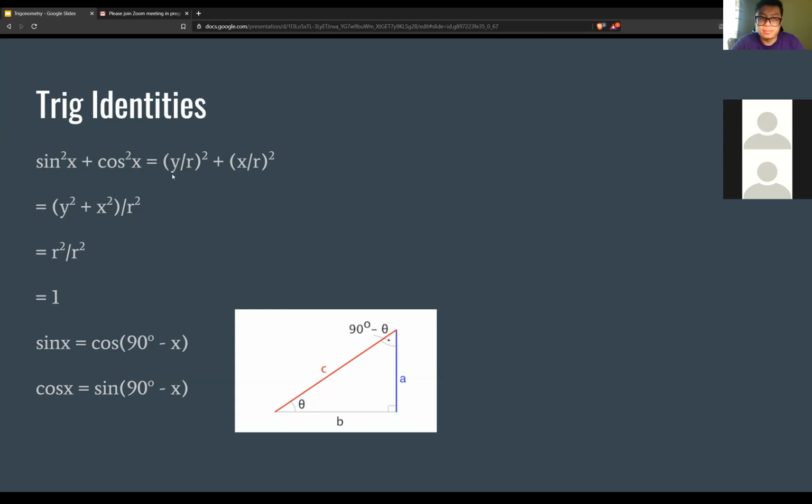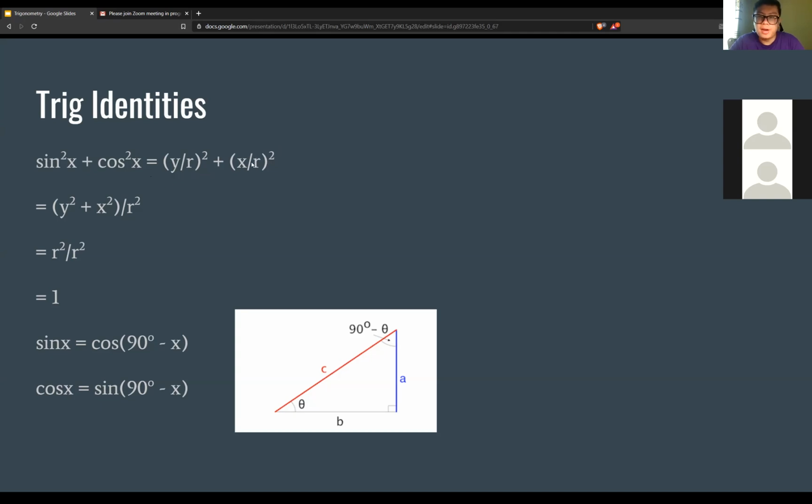Now we're going to substitute them with the coordinate ratios, y, x, and r. We're going to express them using y, x, and r. So we substitute sine of x into here. Sine of x is y over r, so it's equal to y over r, all that squared. Same thing for cosine. Cosine is x over r, and we just take that whole thing and square it.